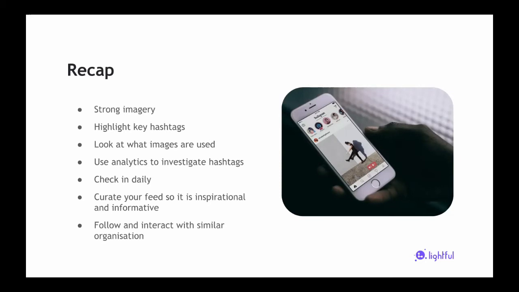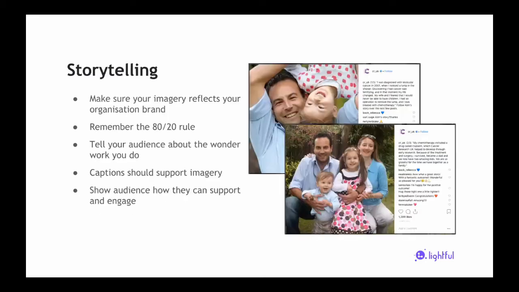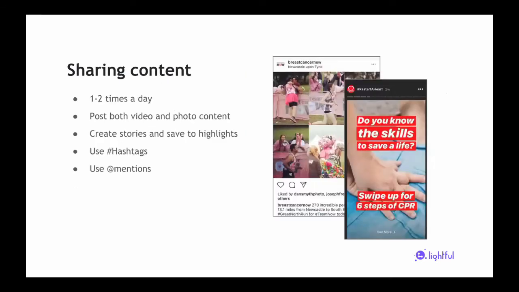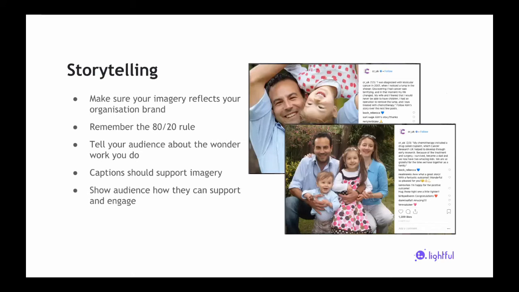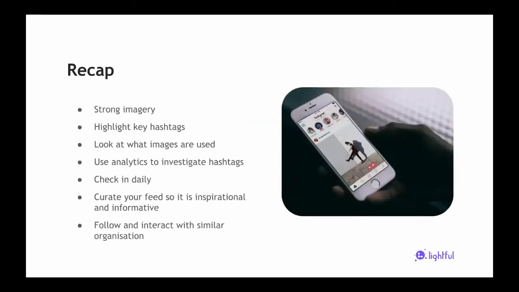Highlight key hashtags and mentions. So try and use hashtags related to specific events. So just to go back to the previous slide, I don't know if you can see some of the hashtags that they've used. If I go back one more. So in the breast cancer post, you can see they've got the Great North Run hashtag there. They've also got Team Now. Those hashtags might not necessarily be specific to that organization, but they're key and they're going to get a lot of traffic. So be really clever with the hashtags that you want to use for either specific campaigns or specific posts.